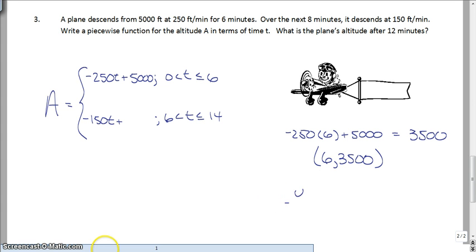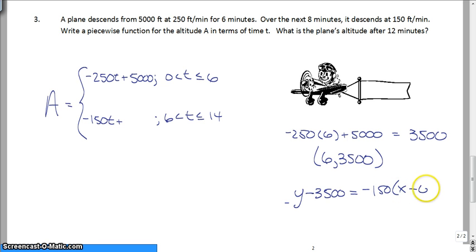So again, we had some technical difficulties there. I hope you can still hear me. So we have y minus 3,500 is equal to our slope of negative 150 times x minus 6, and we just have to work that out, and we're actually going to find our y-intercept. Okay, I hope you can hear me because we've had some technical difficulties here, and it kept on telling me that it was paused and it couldn't hear the microphone.